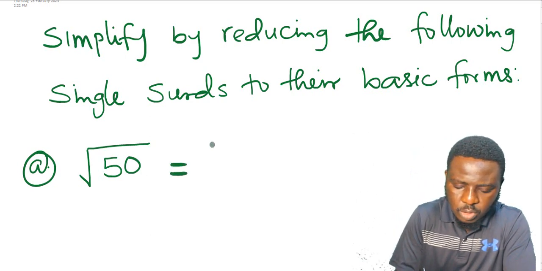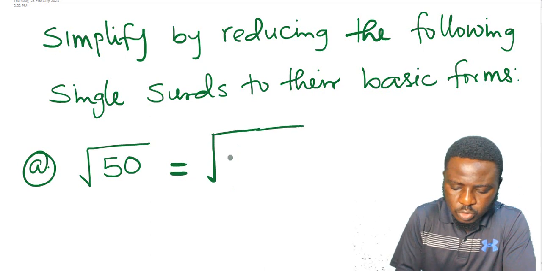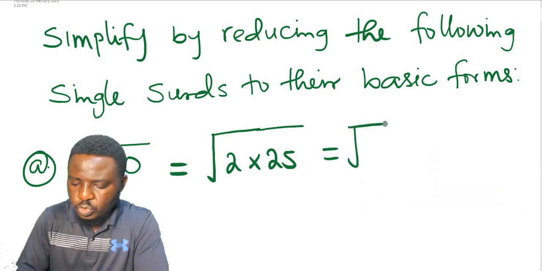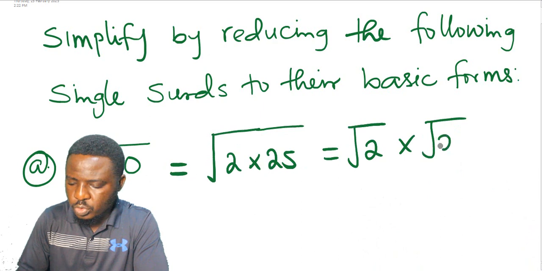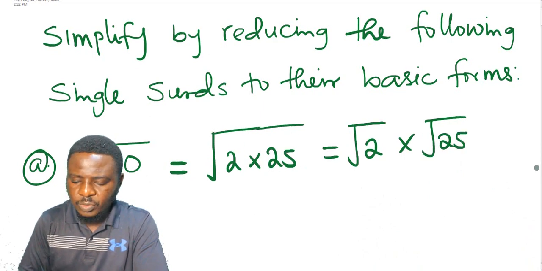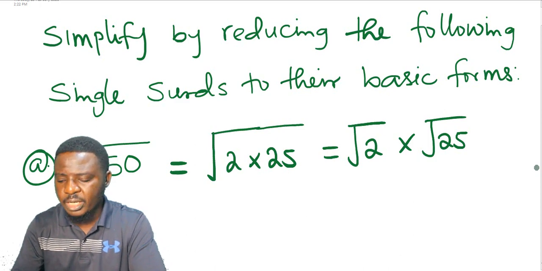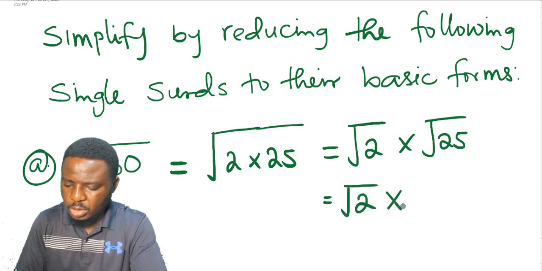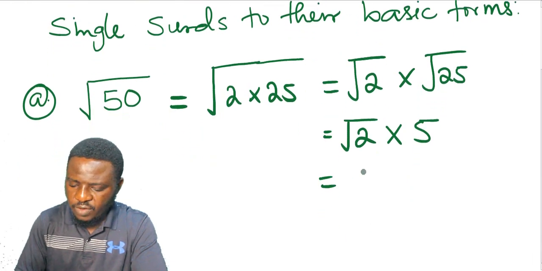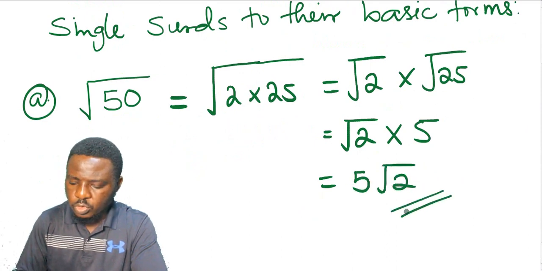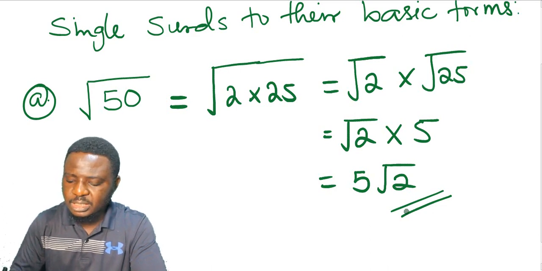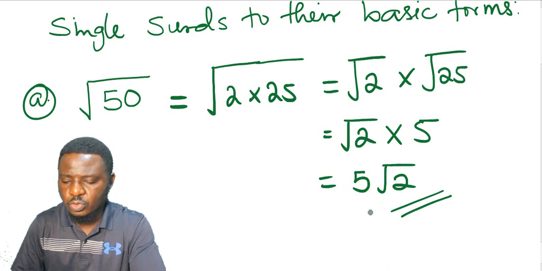So this becomes root 2 times 25, which we said is equal to root 2 times root 25. Since 25 is a perfect square, it means that we can look for the square root of 25, and this becomes root 2 times square root of 25, which is 5, and this can be simplified to be 5 root 2. So root 50, which is in its single surd form, can be expressed in its basic surd form as 5 root 2.